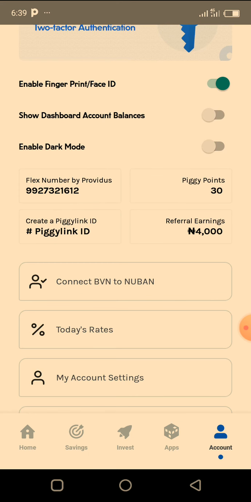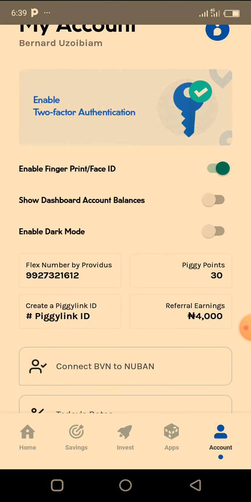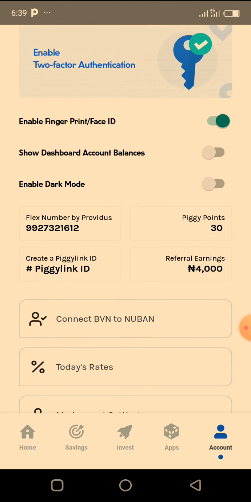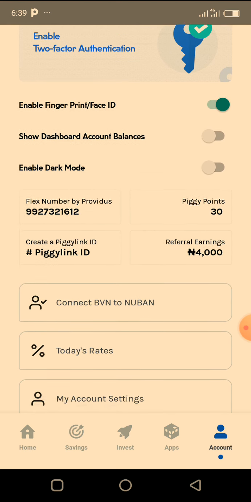Now, I told you that Piggyvest gives you an account number. This is my own account number here. You can see the account number very clearly. This is the Flexi number by Providus. Providus gives you the account. So you can copy the account number and send money to me if you want to. I wouldn't mind. I would greatly appreciate it if you send money into my account. Thank you in advance. You can send money into it.